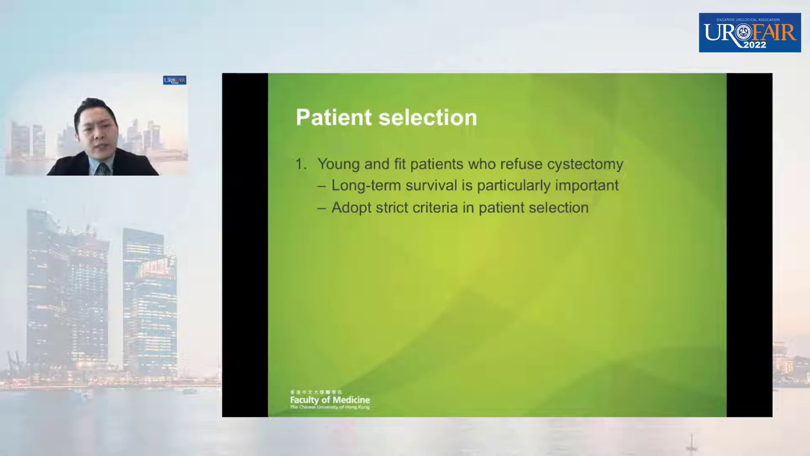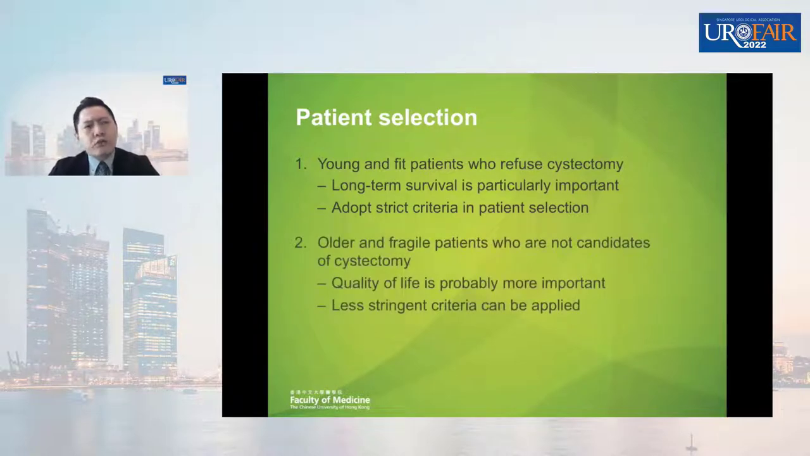But in these patients, we need to be particularly careful because long-term survival is very important. We're not talking about 5 years survival in these patients. We're talking about 10 years, 20 years, or even 30 years of survival. We aim for a cure. And so if we are planning for TMT in this group of patients, we must adopt strict criteria in order to avoid compromising the cancer control.